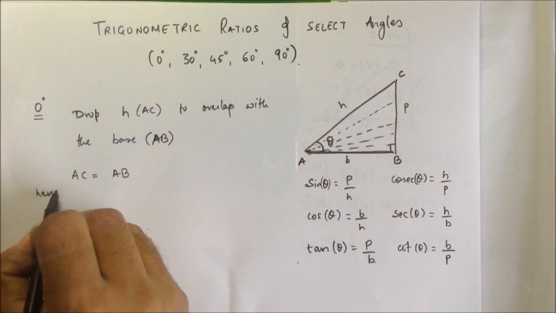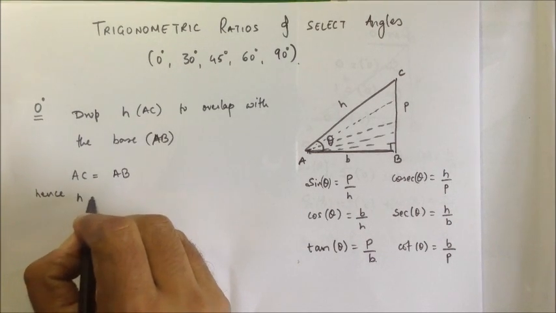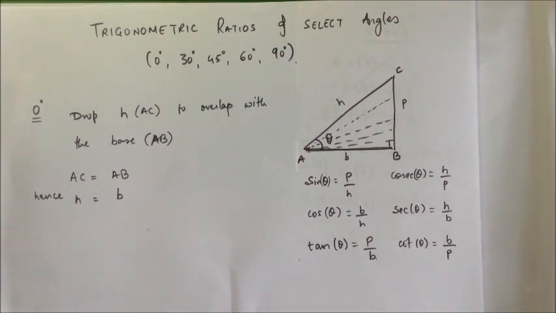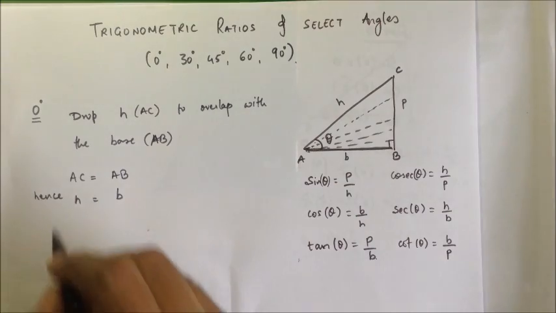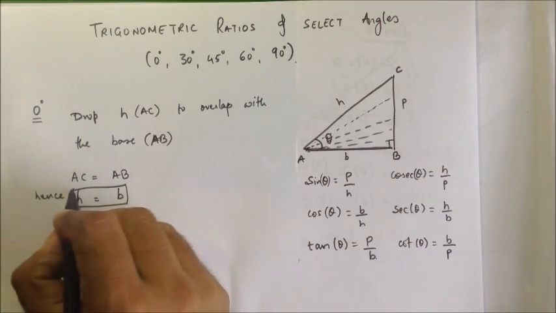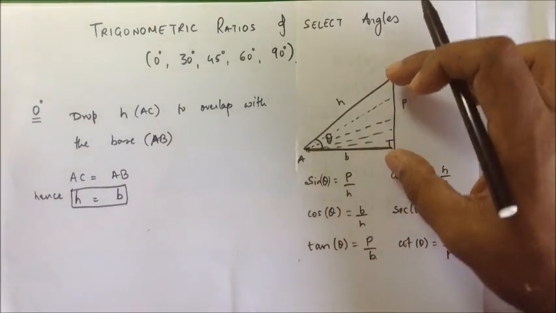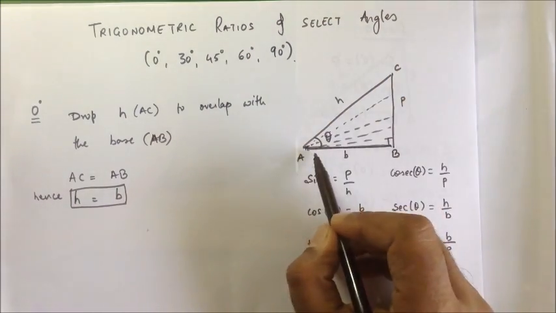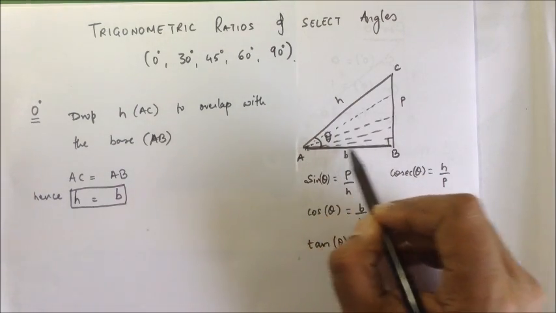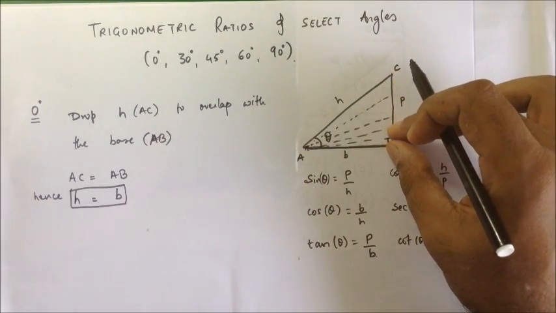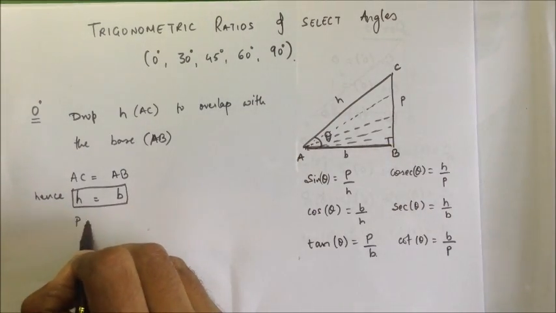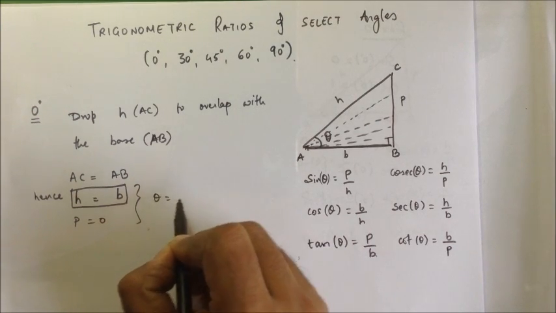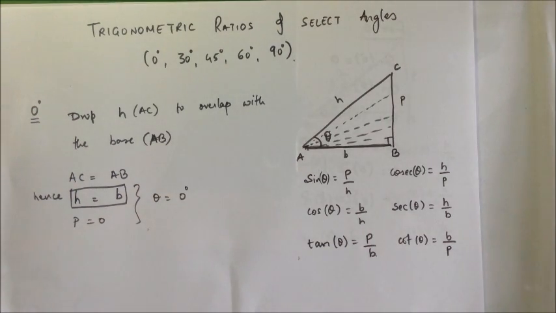Hence at that moment the hypotenuse would be equal to the base. Now what would happen to the perpendicular? The hypotenuse has become equal to the base. Now since the drop is happening, the length of the perpendicular is reducing slowly, and when AC would match AB or AC would overlap with AB, the length of the perpendicular would have dropped to 0. Therefore the perpendicular would drop to 0. So this is the condition for angle theta to be equal to 0 degree.